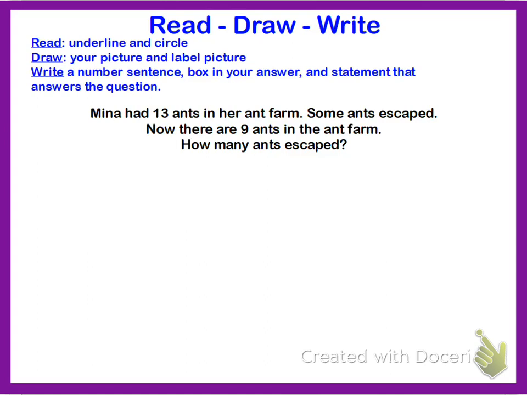This time I'm going to do cubes as I'm reading. Mina had 13 ants in her ant farm. Some ants escaped. Now there are 9 ants in her ant farm. How many ants escaped?